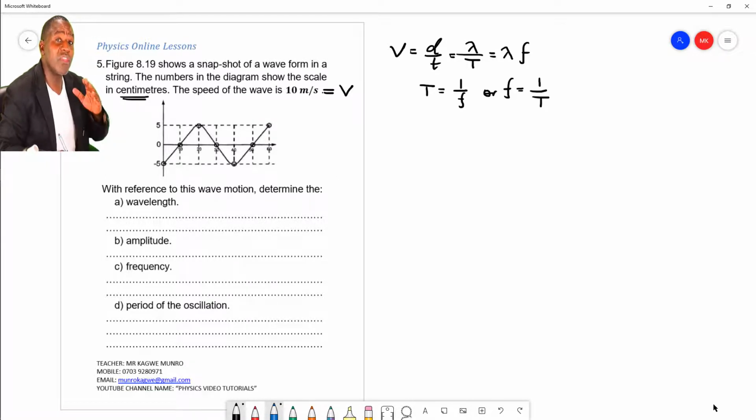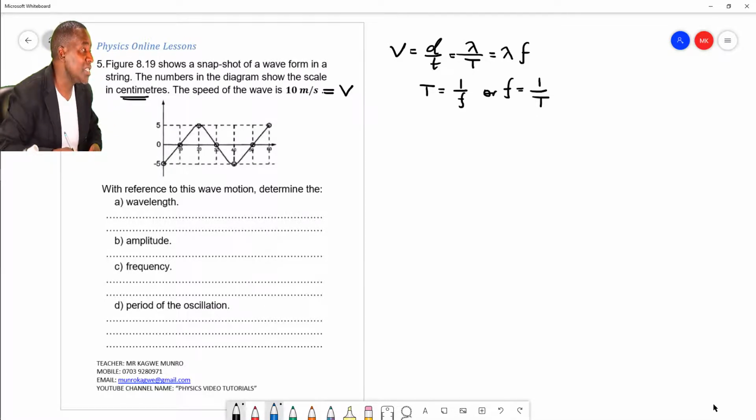And of course, don't forget those displacement distance graphs, what they represent. A displacement distance graph, what the quantities on the x-axis for one complete oscillation represent, because that is what you will need here. Notice that this being a snapshot, the quantity on the y-axis must be displacement in centimeters, and the quantity on the x-axis must be distance, again in centimeters. That is the correction that I wanted to make here.